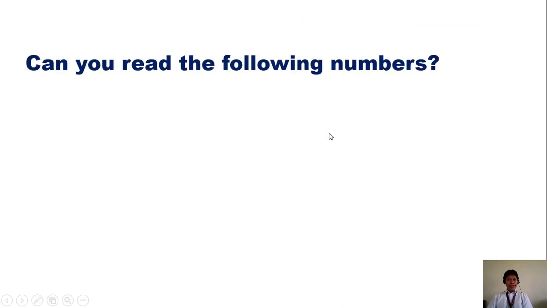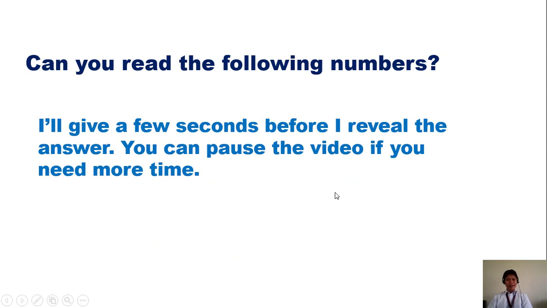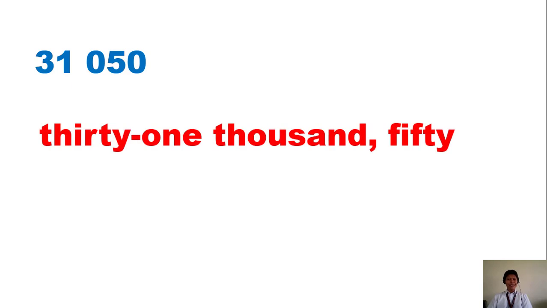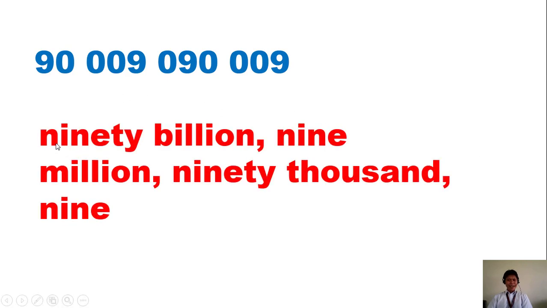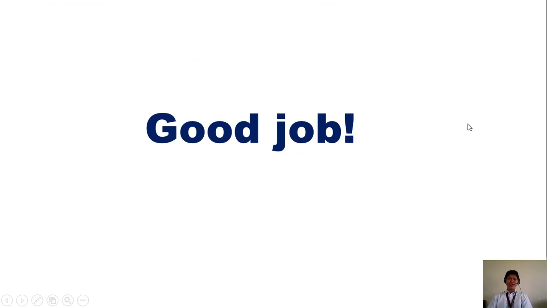So moving on, can you read the following numbers? I'll give you a few seconds before I'll reveal the answer, or you can just pause the video if you need more time. Let's start. Ready? Okay, 31,050. Next. Okay, it is 46,084,607. Next. Okay, so it is 90 billion. We have 9,090,009. Okay, good job. Moving on.